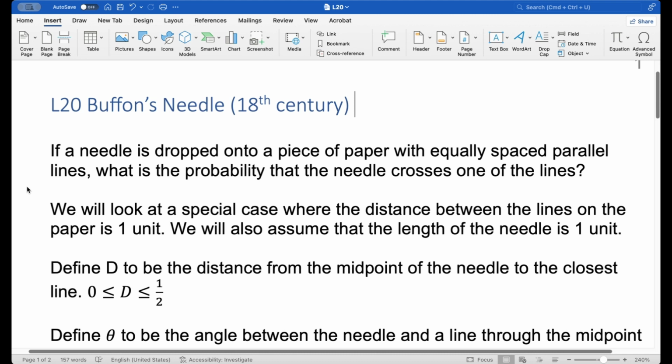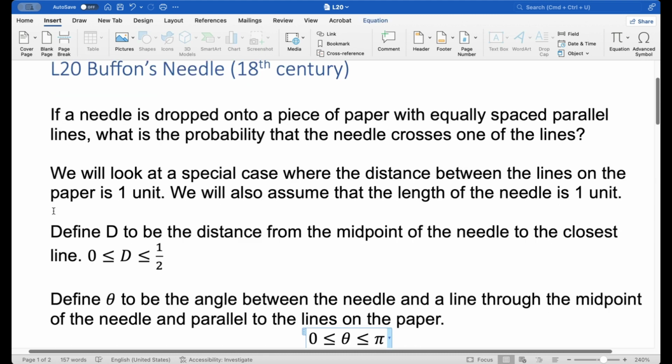We're going to define D to be the distance from the midpoint of the needle to the closest line. And so, since the distance between the lines is 1 unit, and we're picking the closest distance, that distance cannot be more than 1/2. Otherwise, the other distance would be even larger and the total would go above 1. So the distance from the midpoint of the needle to the closest line is between 0 and 1/2.